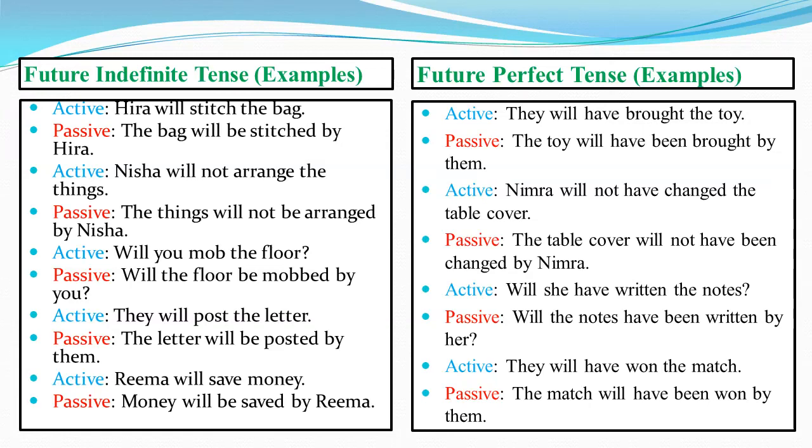And keep this thing in your mind, there is no passive voice formation for these tenses: present perfect continuous tense, past perfect continuous tense, future perfect continuous tense, and future continuous tense. Okay, is that clear? If there is some problem, you can ask me.